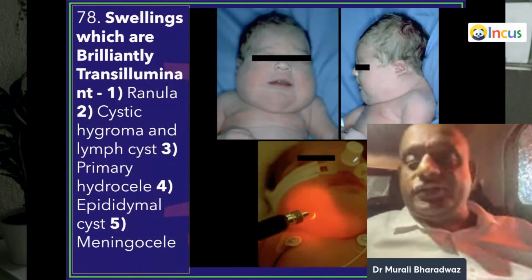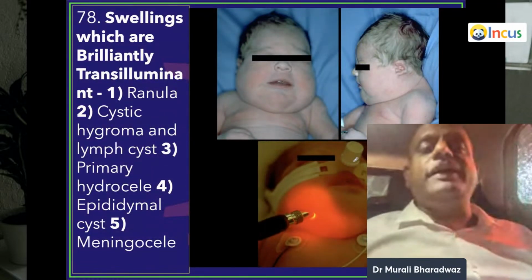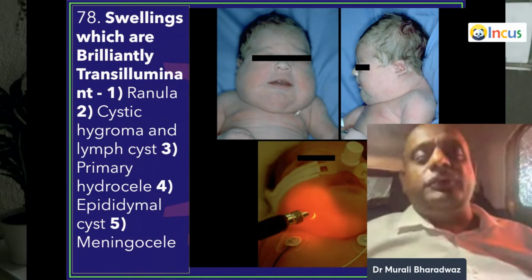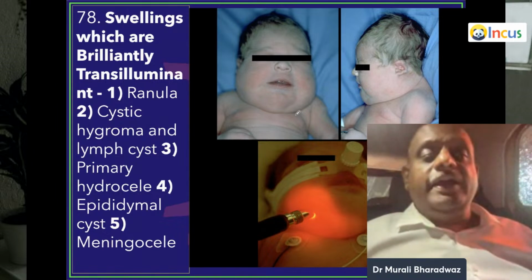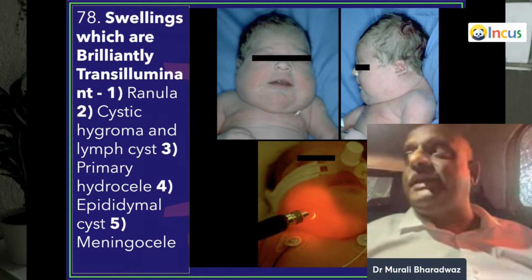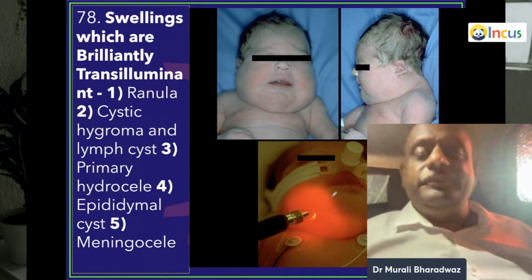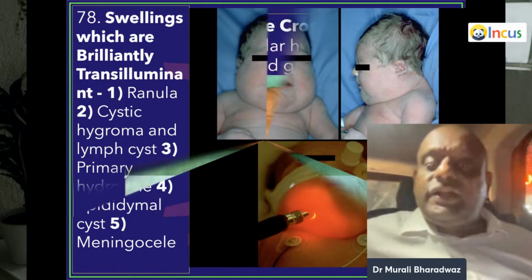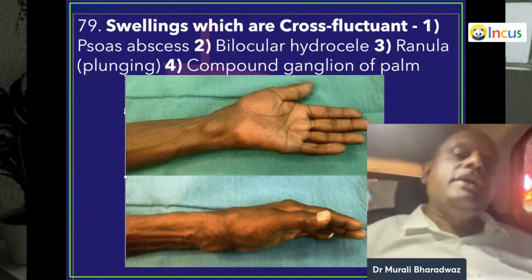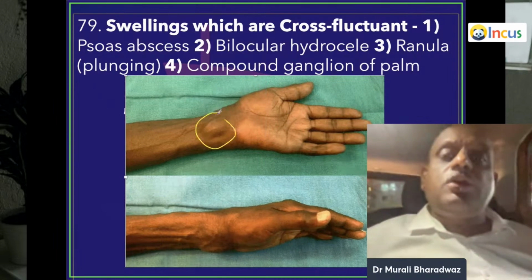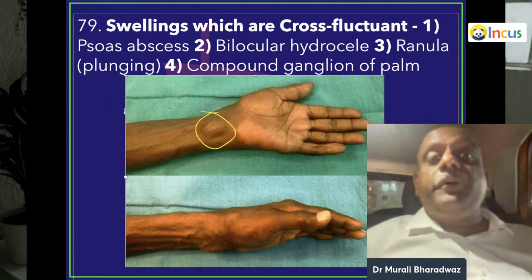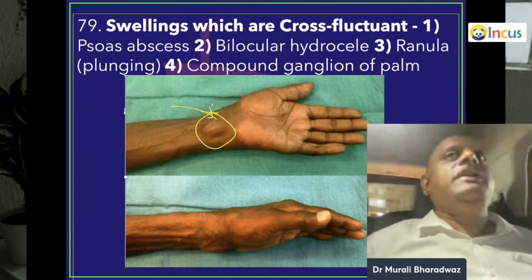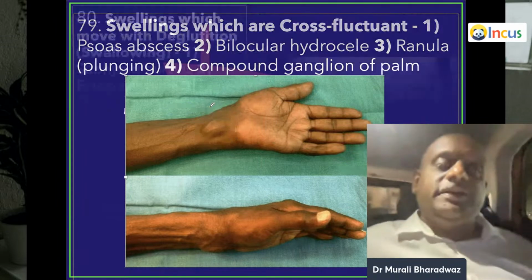Now, what are those swellings which are brilliantly transilluminant? Ranula, cystic hygroma, primary hydrocele, epididymal cyst, and meningocele. These are all considered to be swellings which are brilliantly transilluminant, which is what you need to remember. Then what are the swellings which are cross-fluctuant? Compound ganglion of the palm is a classical example of a cross-fluctuant swelling.